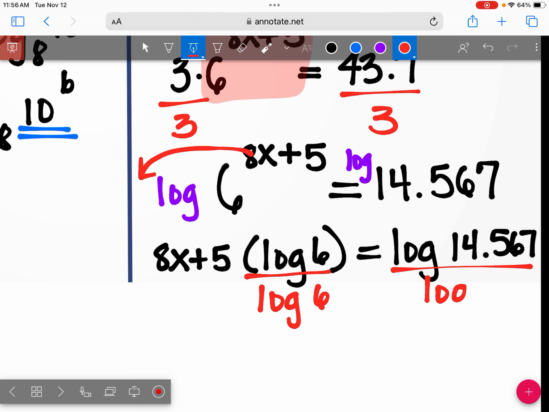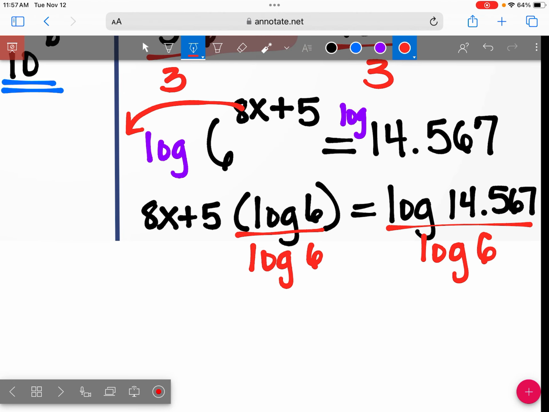So this would be where you would have a log top and bottom. So let's go ahead with your calculator, again rounding it to the thousands place. Type in log of 14.56 divided by the log of 6. And if you did natural log of 14.56 divided by the natural log of 6, you get the same answer. Who got 1.459? All right. So from there, you should be able to solve it.